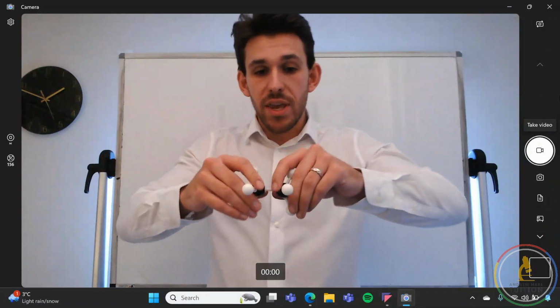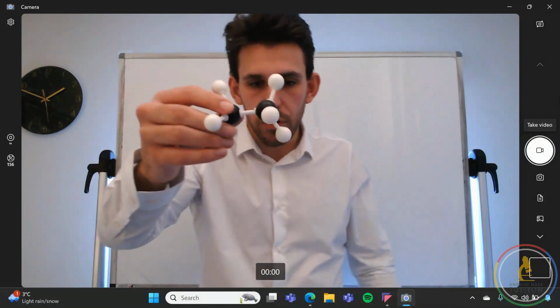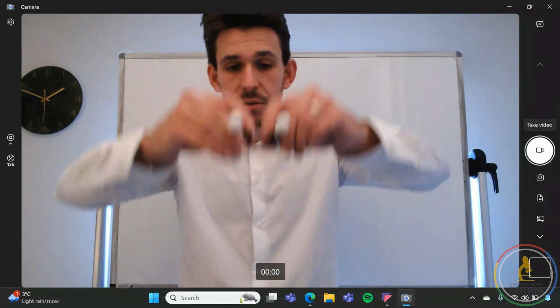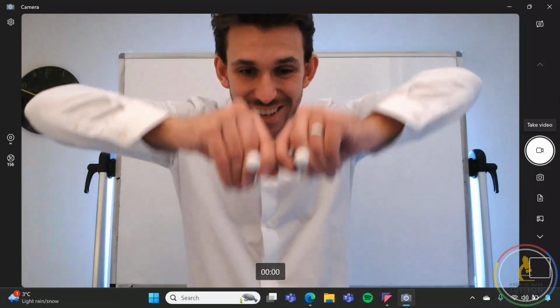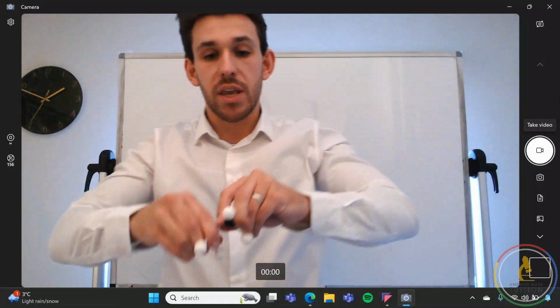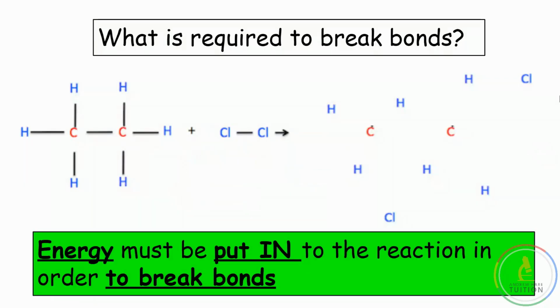When I want to break a chemical bond, these bonds don't want to break. I need to make them break. I need to put my energy in to make these bonds break. So anytime I break a bond in the reactants, I'm putting energy in to make this happen. Now again, don't write this down yet. I'll let you write notes in a second, but just keep listening for now.